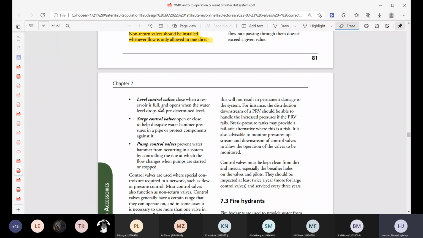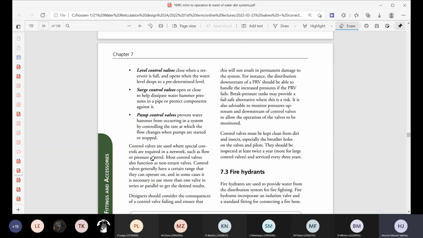Level control valves, that's usually when you have reservoirs. Surge control valves, these are to prevent water hammer in your pipeline, and we'll talk about that when we do the section on water hammer. And then pump control valves also that we have over there.